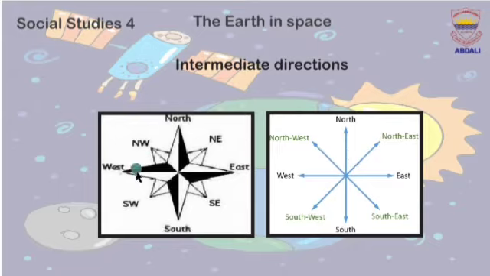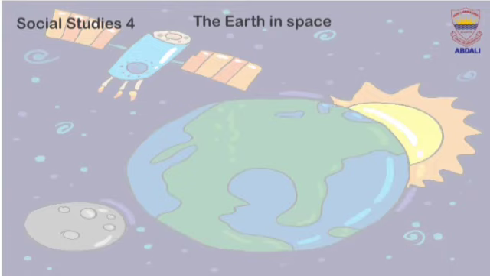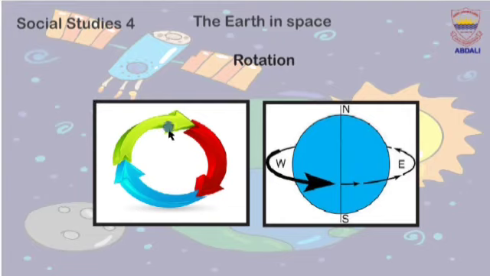Name the four intermediate directions. These are northwest, northeast, southwest and southeast. Our next slide is about rotation. The earth spins or rotates from west to east on its axis. This movement is called rotation.